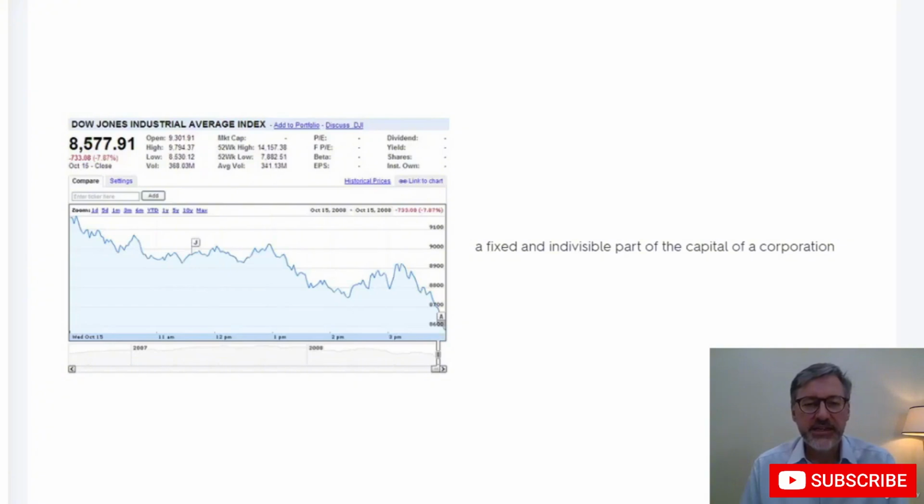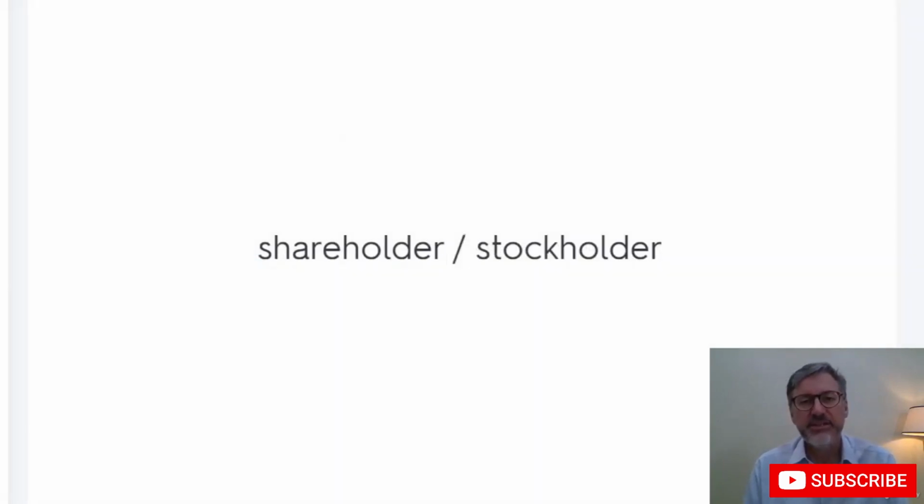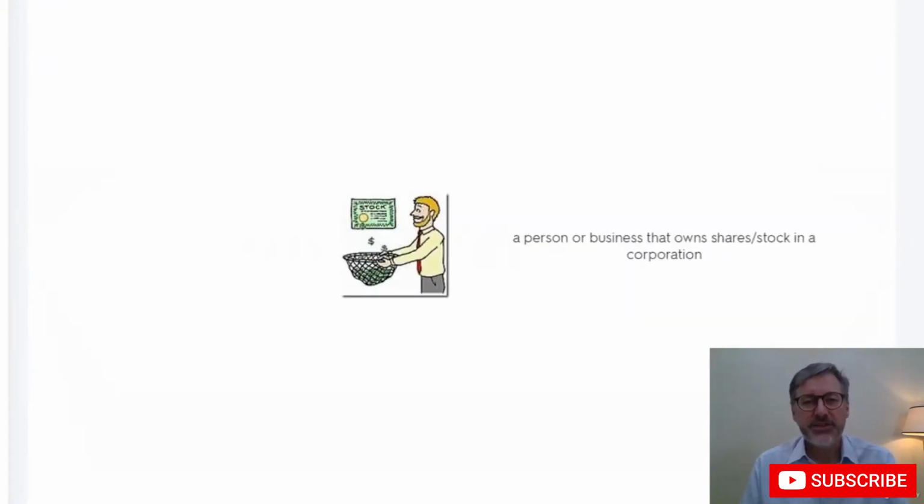You can see an image here of the American stock market, the Dow Jones Average Index, showing the average value of the Dow Jones stock are going down in this picture. Shareholder, British, or stockholder, American. A stockholder is a person or business that owns shares or stock in a corporation.